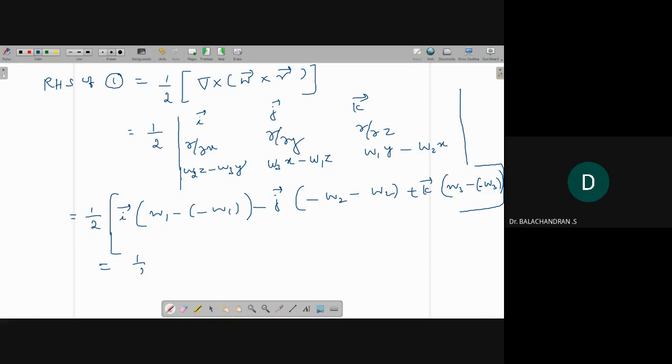This is equal to 1 by 2 into 2W1 i vector plus 2W2 into j vector plus 2W3 into k vector. So take 2 common and cancel with the remaining, we have W1 i vector plus W2 j vector plus W3 into k vector.